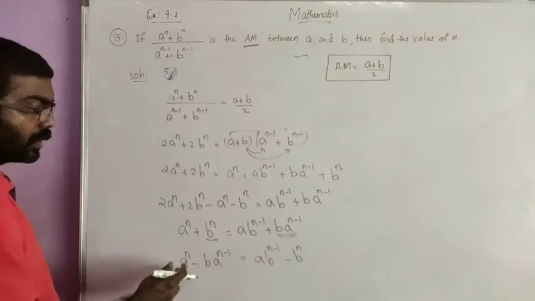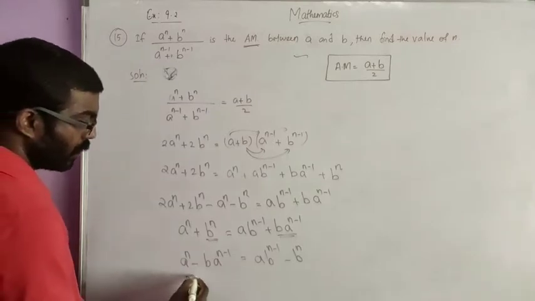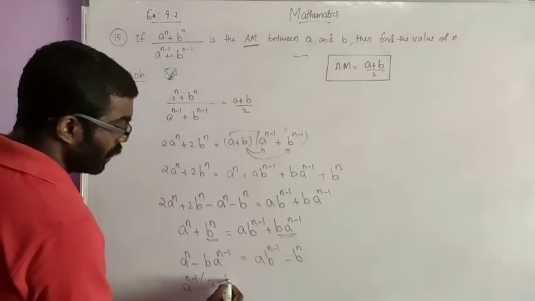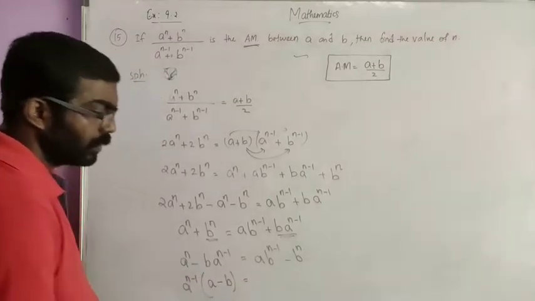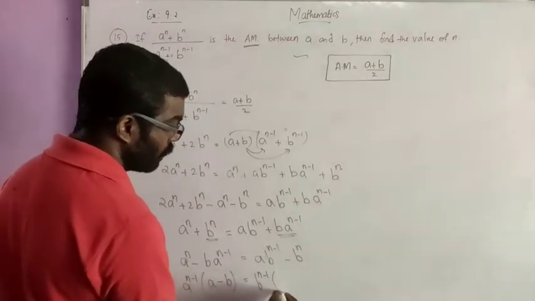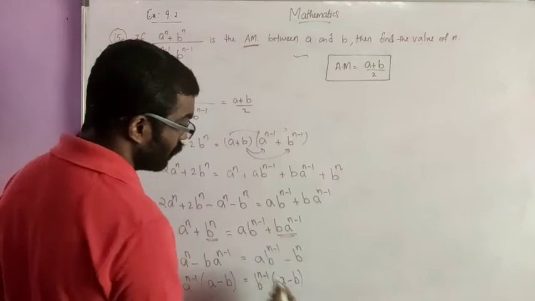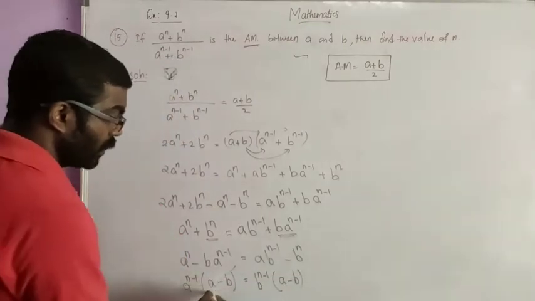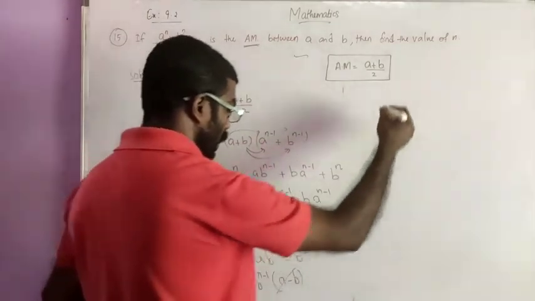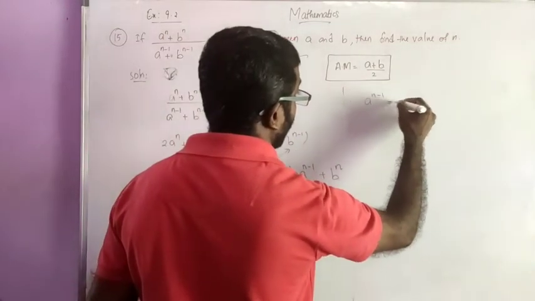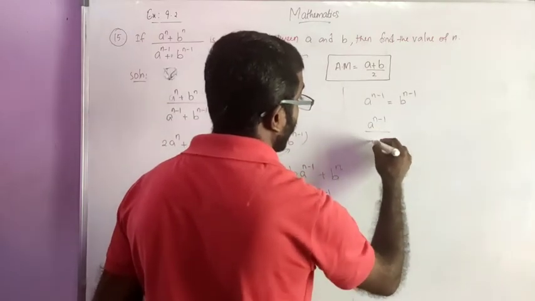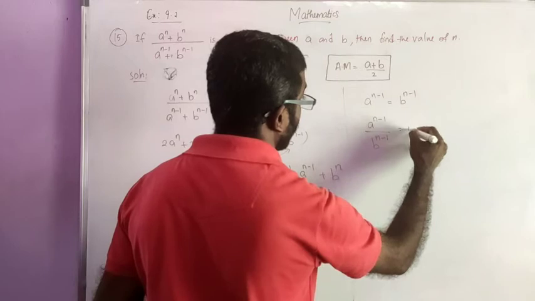Okay. Now we can take a raised to n minus 1 common from these two terms. So here only a remains, so a minus b, which is equal to, similarly we can take b raised to n minus 1 from the RHS part, so a minus b. Here a minus b we can cancel, and what we get? a raised to n minus 1 is equal to b raised to n minus 1, or a raised to n minus 1 divided by b raised to n minus 1 is equal to 1.